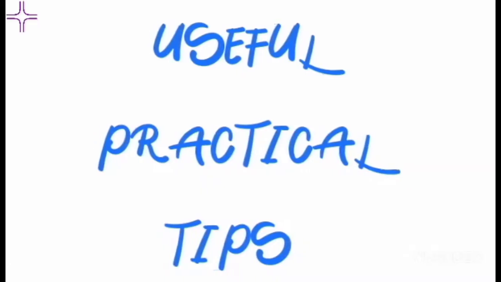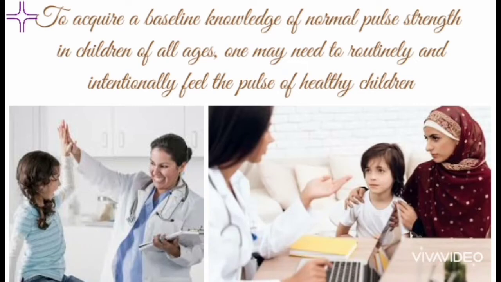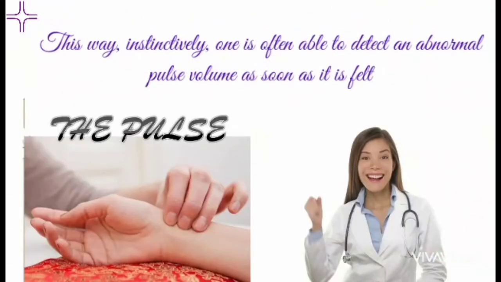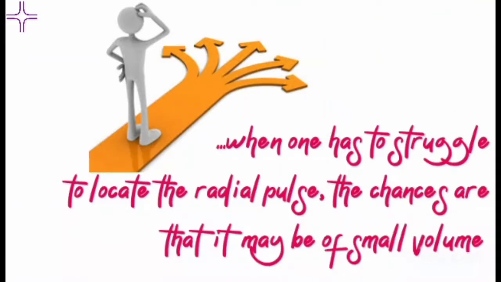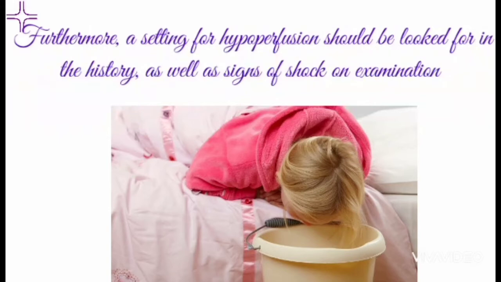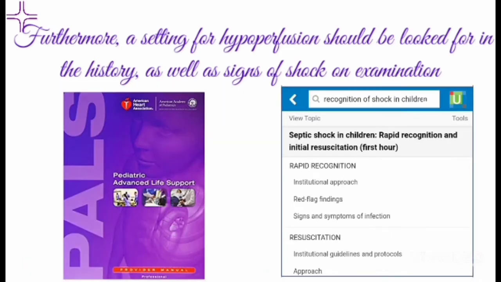Here are some useful practical tips. To acquire a baseline knowledge of normal pulse strength in children of various ages, one may need to routinely feel the pulses of healthy children. This way, instinctively, one is often able to detect an abnormal pulse volume as soon as it is felt. In addition, as a simple guide, when one has to struggle to locate the radial pulse, the chances are that it may be of small volume. Furthermore, a setting for hypoperfusion should be looked for in the history, as well as signs of shock on examination, and prompt action should be instituted whenever poor perfusion is suspected.